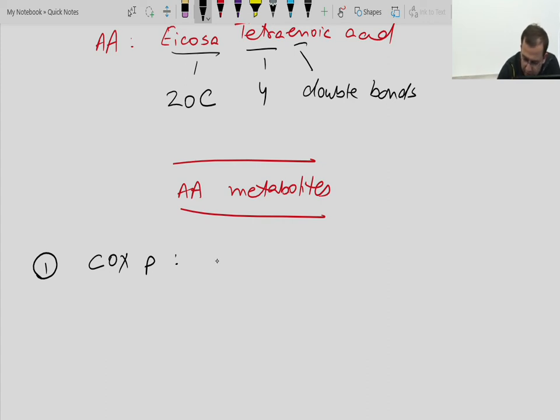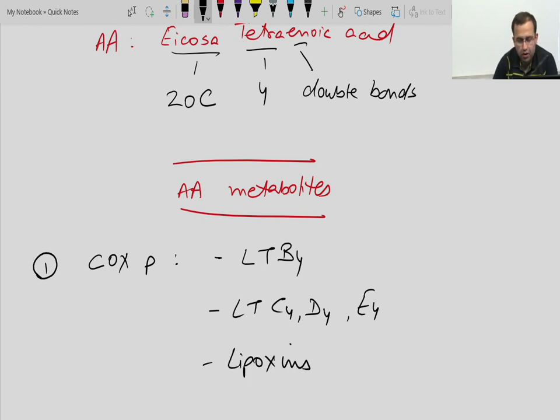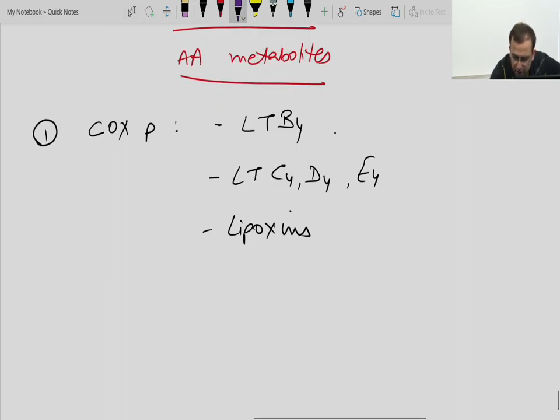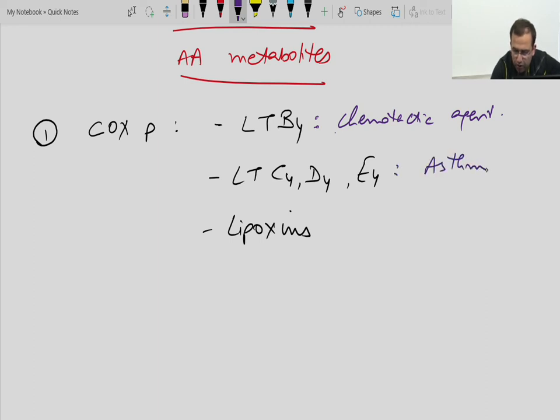Which leads to the formation of leukotrienes. That is leukotriene B4, leukotriene C4, D4, E4 and lipoxins. You very well know this. Nothing to explain. Leukotriene B4 is the most potent chemotactic agent. C4, D4, E4 play a role in asthma. They cause bronchoconstriction and increase mucus secretion. Leukotriene C4, D4, E4. Last is lipoxins.